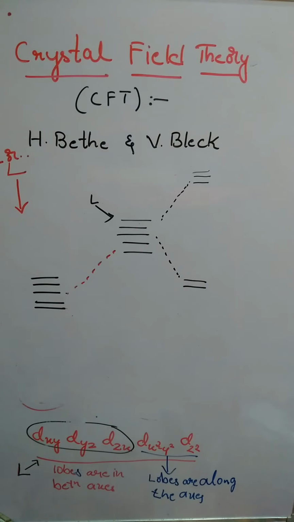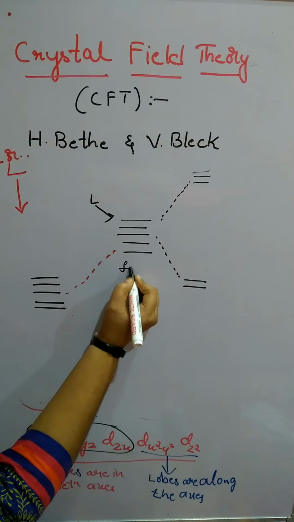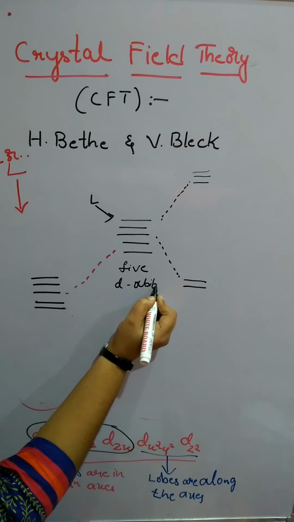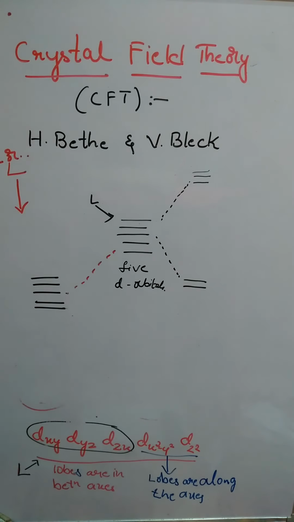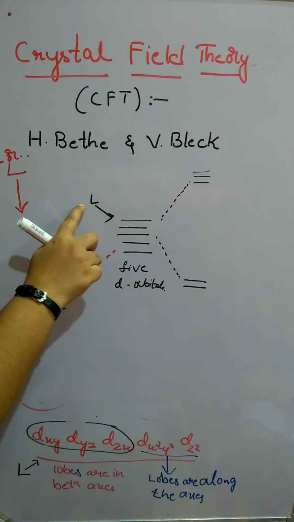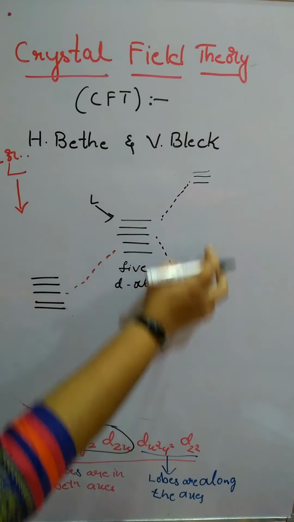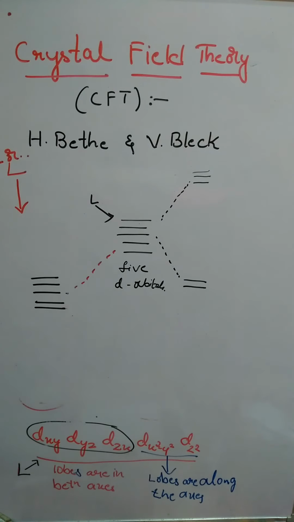These are the 5 d orbitals. Those 5 d orbitals will split up. And why is it splitting? It is splitting due to the repulsions experienced by the orbitals of the ligand with the orbitals of the metal. If it experiences more repulsion, more energy; less repulsion, less energy.